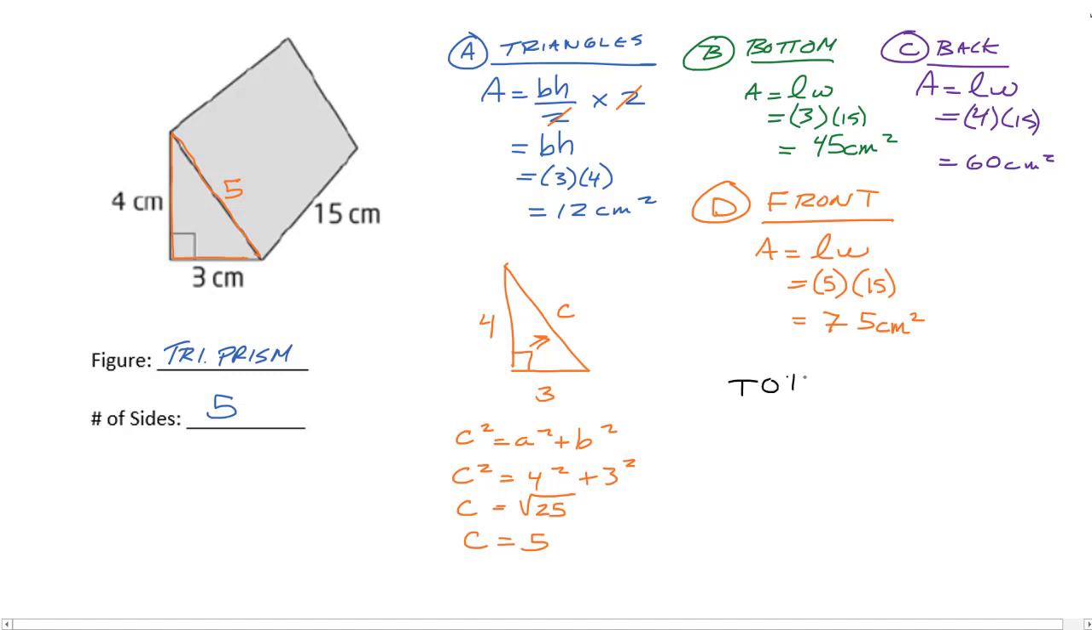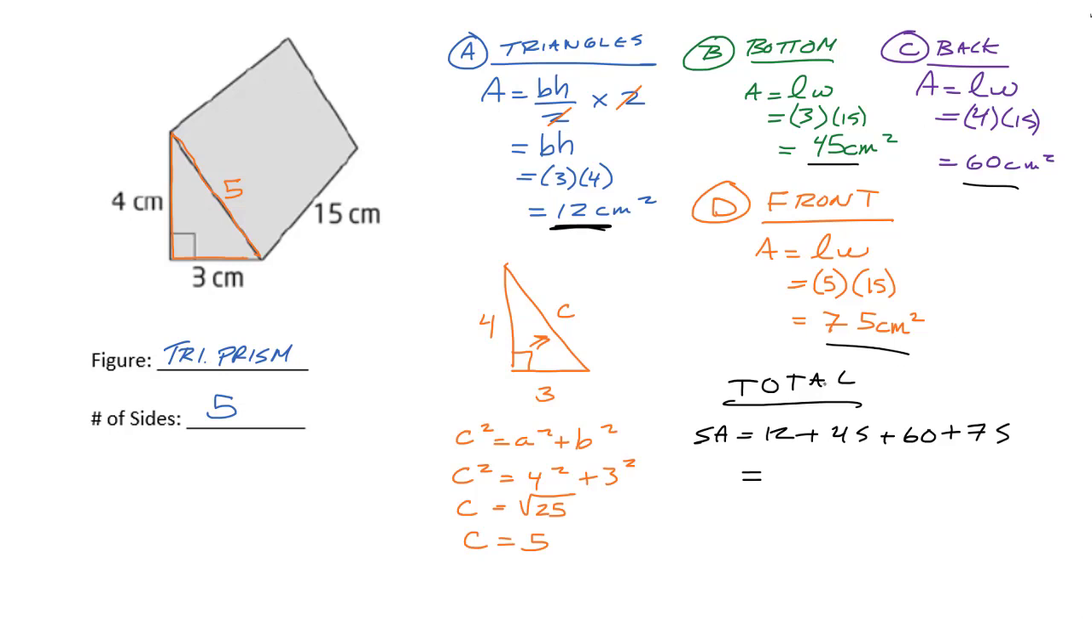All you have to do is get your total. Add them all up. Make sure we got everything. We got our 2 triangles here, that's 12. Plus the bottom and the back, 45. Plus 60 plus the 75. Add them all up, and our surface area is going to be 192 centimeters squared. Don't forget to include that centimeters squared.